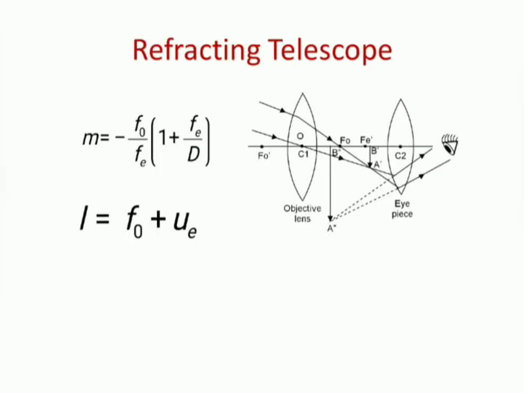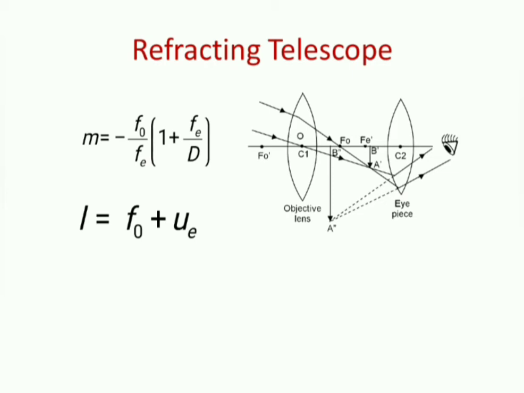Coming to a refracting telescope, which makes use of lenses. Okay, we are using two lenses. First one is large in aperture and it has a large focal length, whereas second one is small in aperture and small focal length for a better magnification.